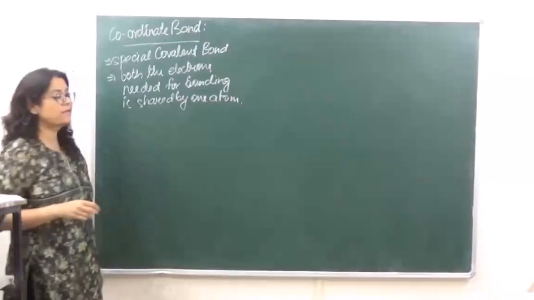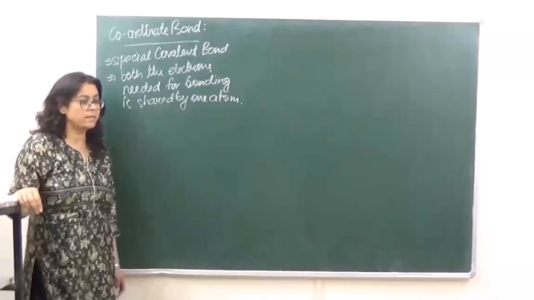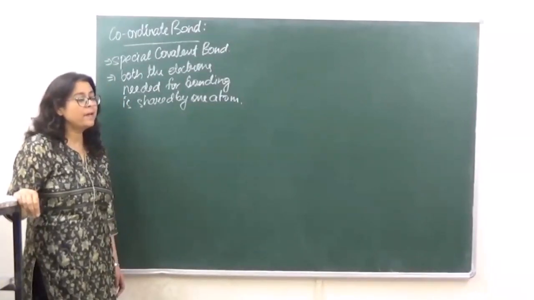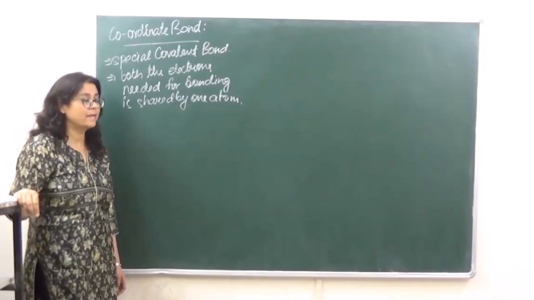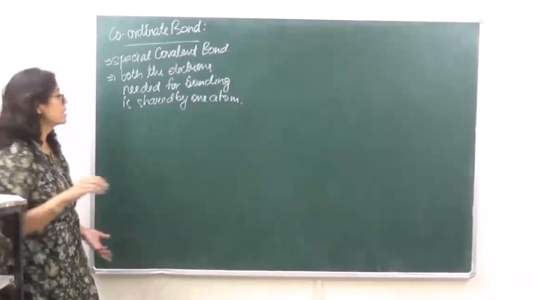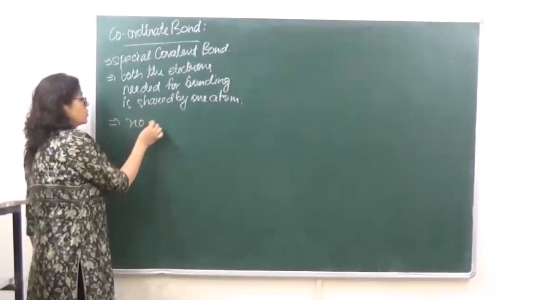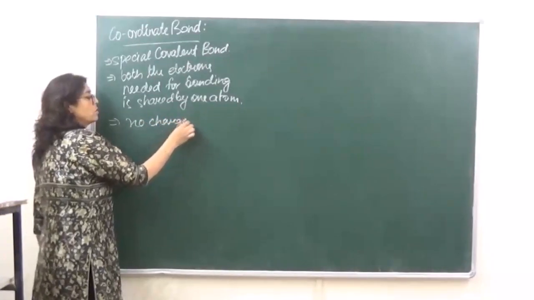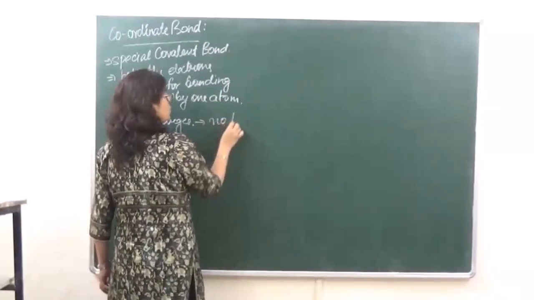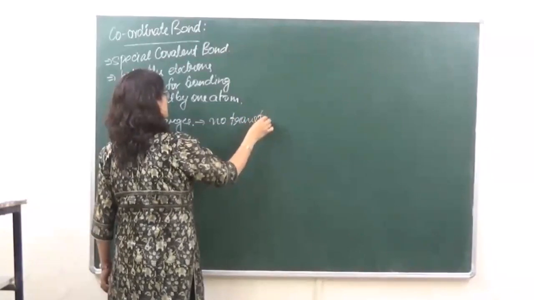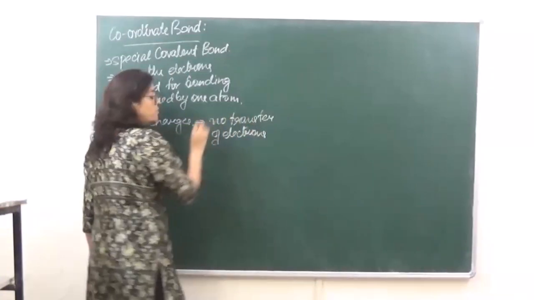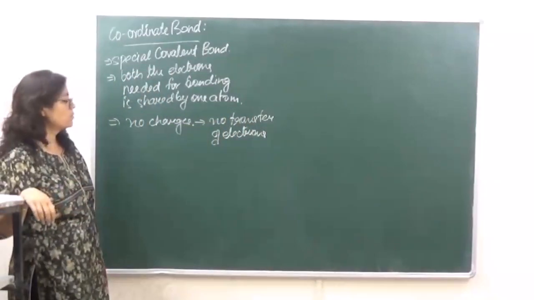We know that whenever a covalent bond is formed, sharing of electrons takes place. We have already studied that. So over here, that shared pair of electrons is provided by one atom. There is no transfer of electrons in this case, as in the case of electrovalent compounds, so there are no charges over here. Why? Because there is going to be no transfer of electrons.